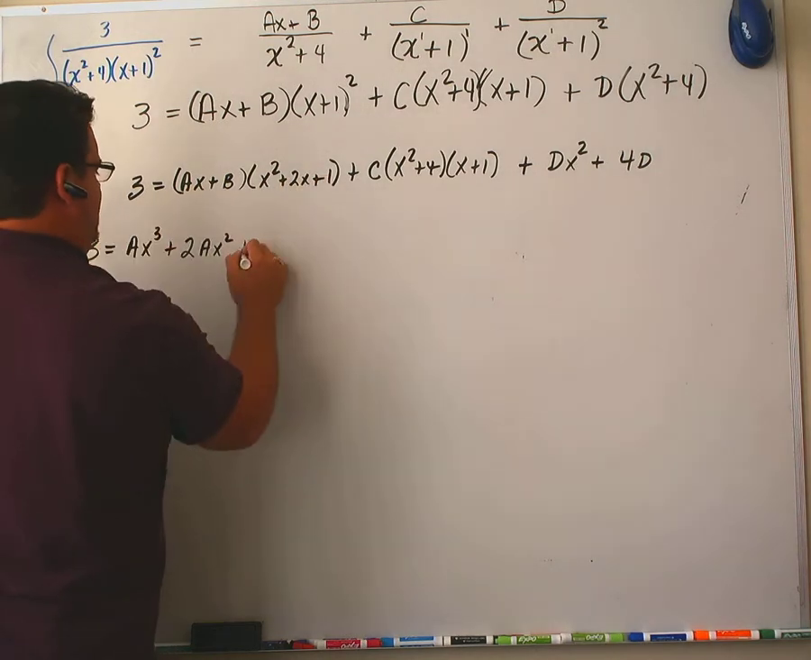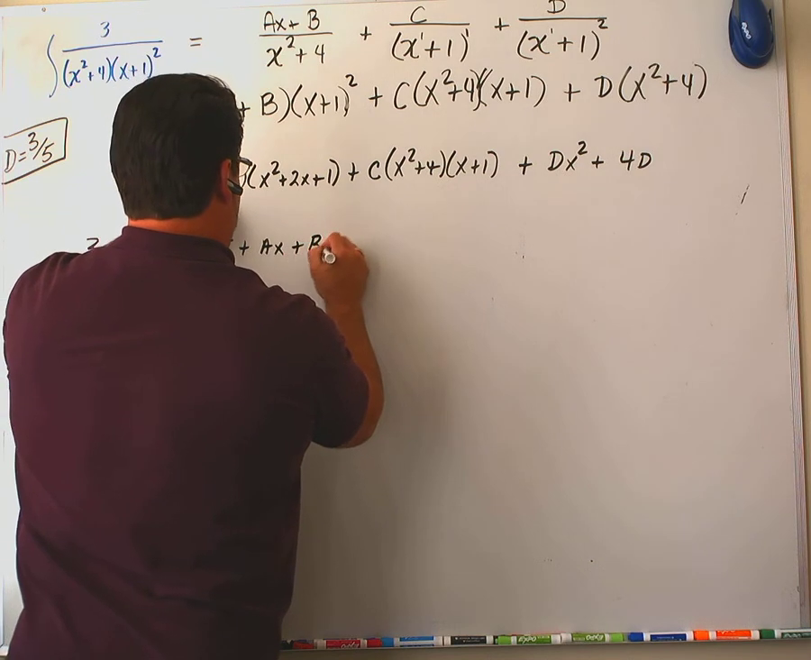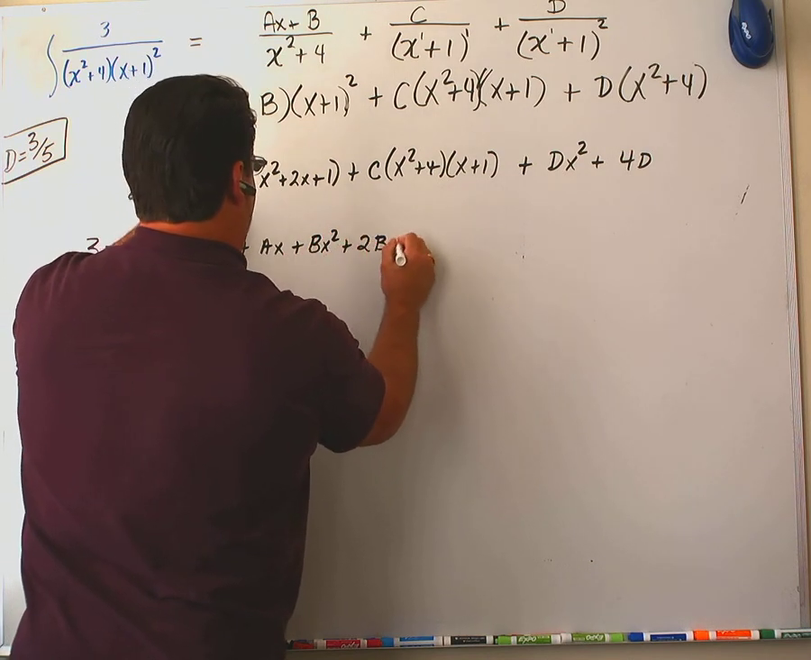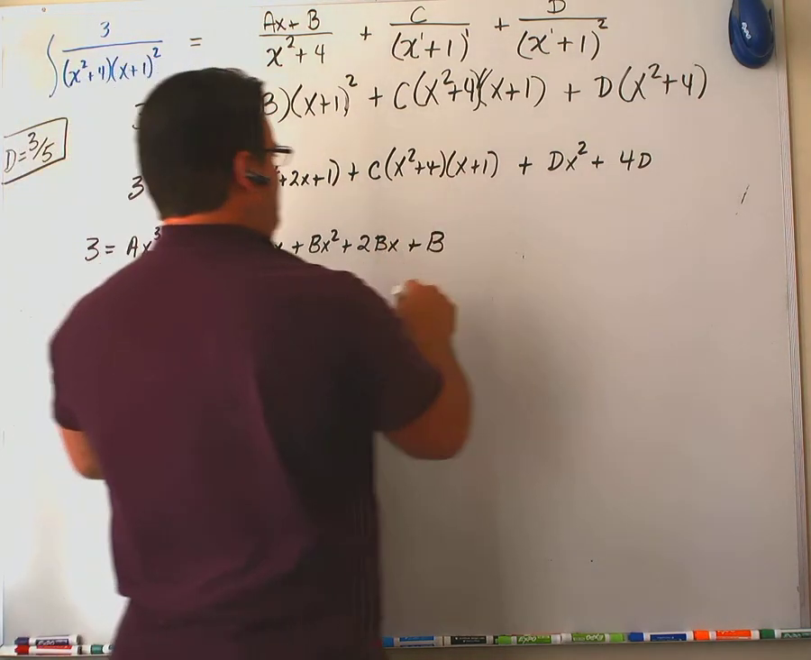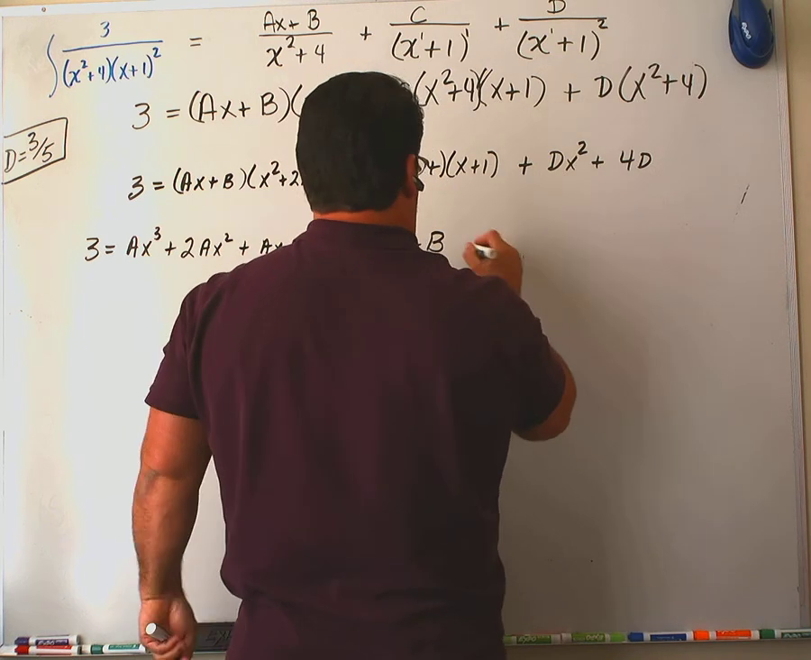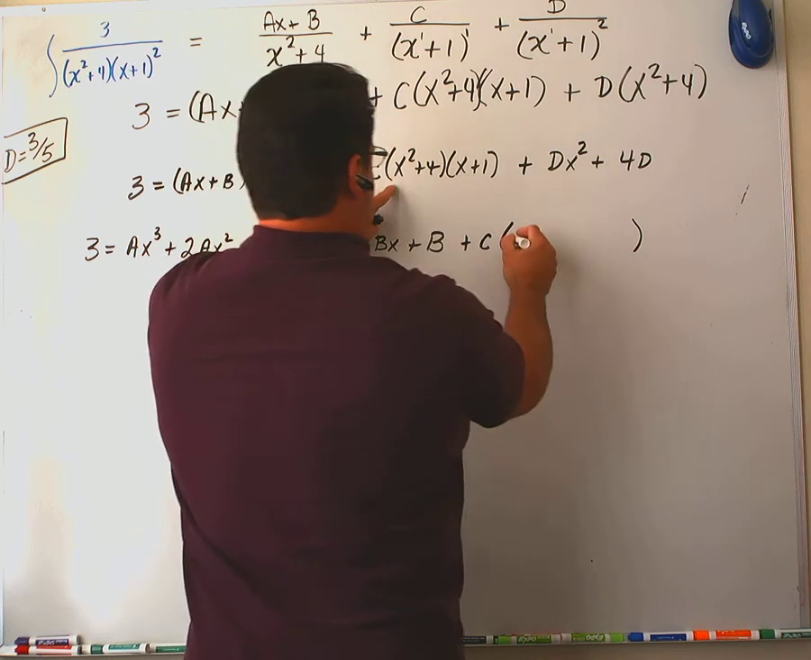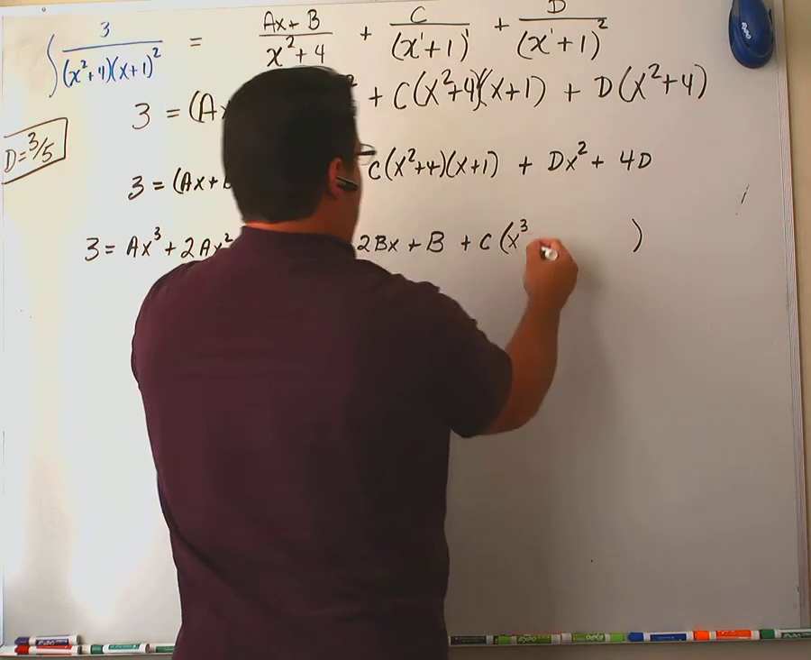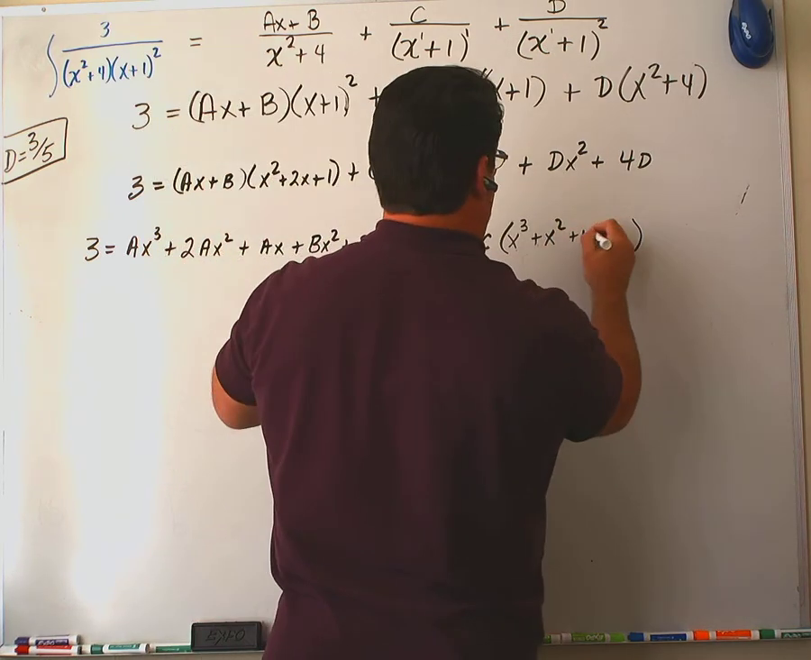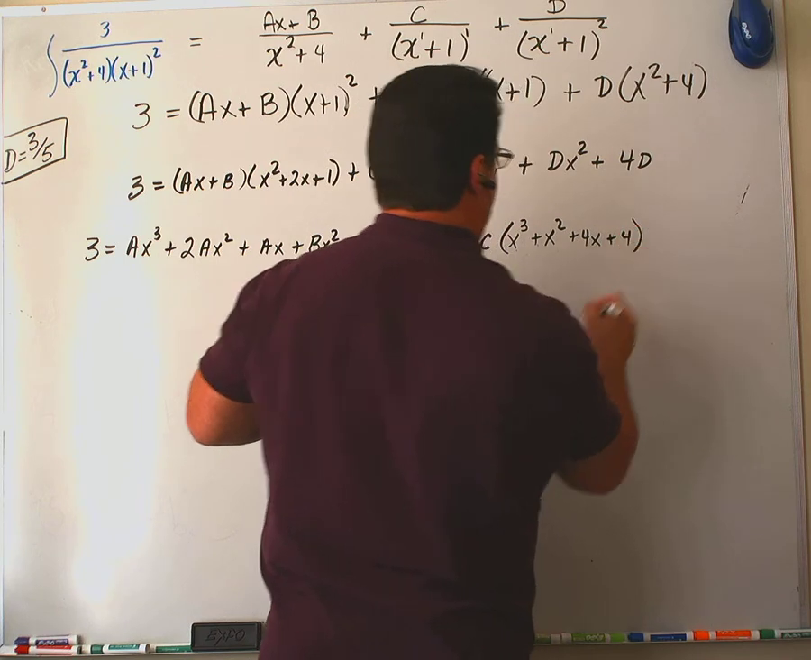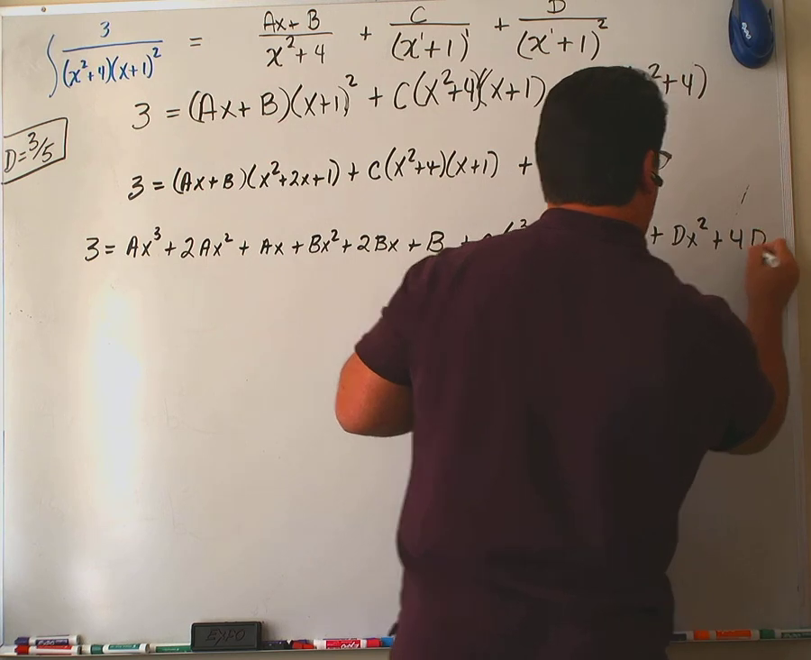A x times 1 is ax. B times x squared is bx squared plus 2bx plus b. So that's that term. Now over here we've got the FOIL method, and I'll put a C right here, and then I'll put parentheses. And that's going to be x to the third plus x squared plus 4x plus 4. And then, of course, this comes over: plus dx squared plus 4d.